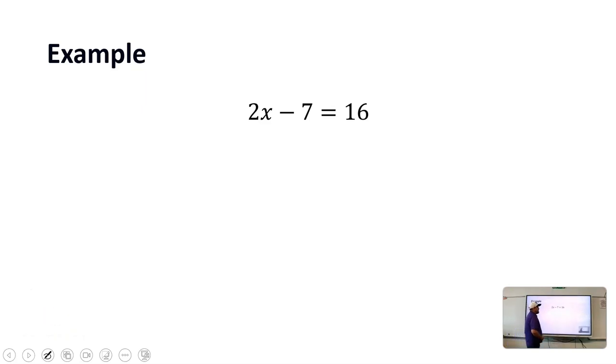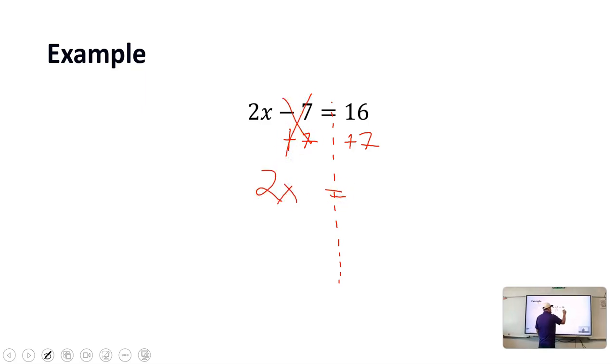So first off, we have 2x minus 7 equals 16. This is just a straightforward, simple two-step equation. So we're going to go ahead and undo the subtraction by adding 7. And remember, if you want to draw a line here, you can. It's not necessary. Whatever you do to one side must be done to the other side. So if I add 7 here, I have to add 7 there. Negative 7 plus 7 goes away. I'm left with 2x equals 16 plus 7, which is 23.